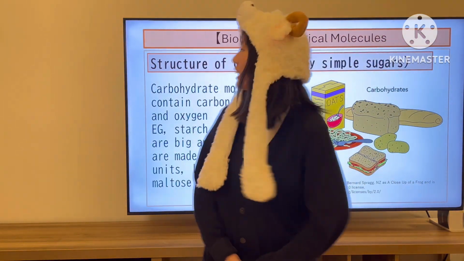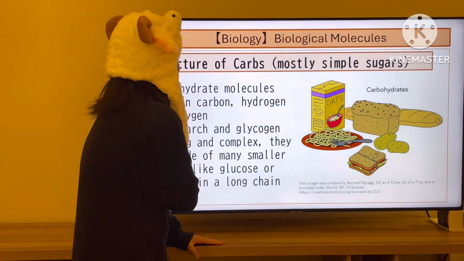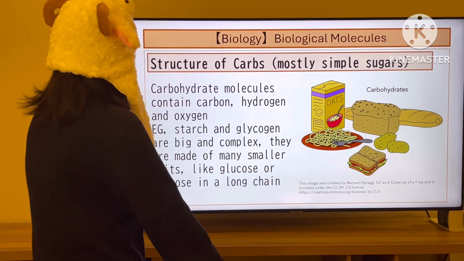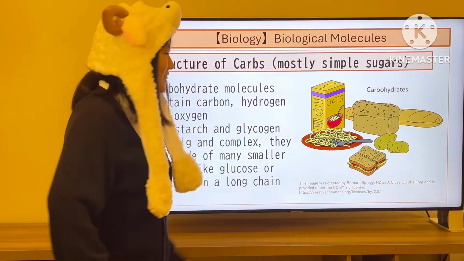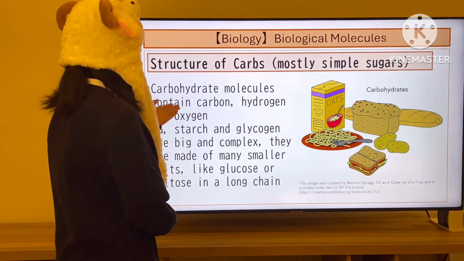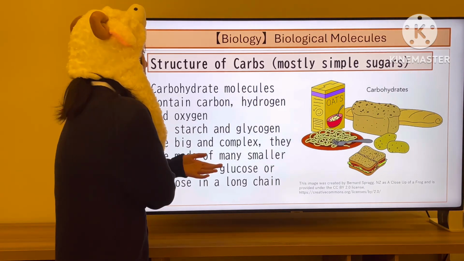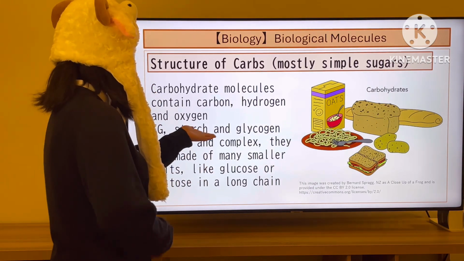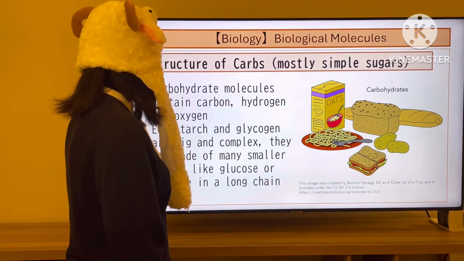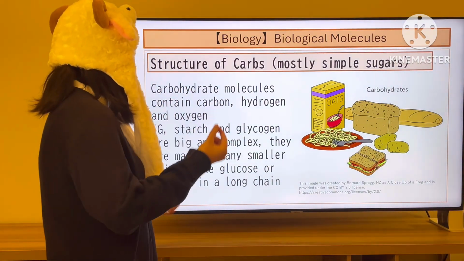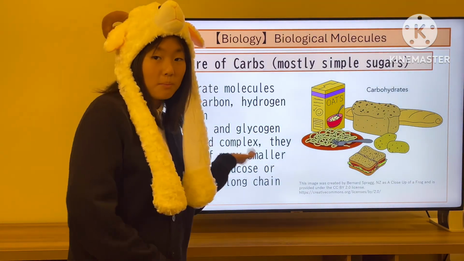Today, we will be learning about biological molecules. The first example is the structure of carbohydrates. They are mostly made up of simple sugars. Carbohydrate molecules contain carbon, hydrogen, and oxygen. An example of a carbohydrate would be starch and glycogen. They are very big and complex, and they are made of many smaller units, like glucose or maltose, that are made into a long chain that makes up what they are.